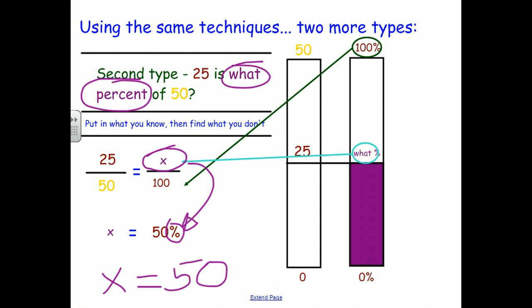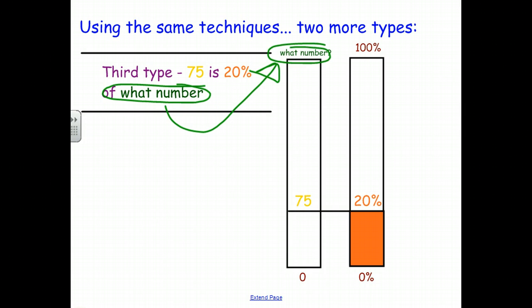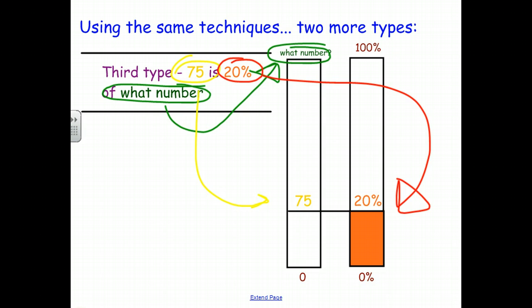The same technique applies to the third problem, which is 75 is 20% of what number? Again, we take what we don't know, what number. It is 20% of that number. Because it's the number we're taking the percentage of, our unknown goes at the top. Our other numbers that we have are 75, which belongs here. And most importantly, our 20% goes down here, which is how we know what our 75 is.